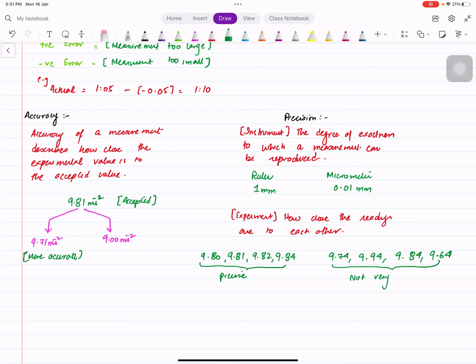very precise because all these values have a bit of 0.1 difference between them, right? 0.1, yeah. And those are very close because they're like 0.01 differences between them. So experimentally, it depends on how close they are. Instrumentally, it depends on the degree to which it can reproduce, which means how many decimal places it can give you. So that's something you should remember.